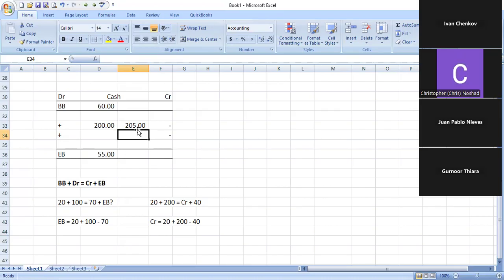More you're putting in, less you're spending, more you're going to have. That's how simple it is.